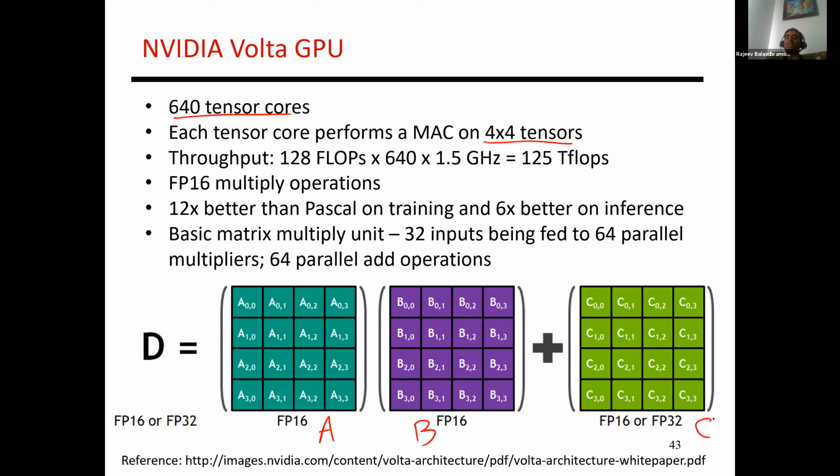To produce that result, there are 64 multiplications that need to happen, and then 64 add operations as well. What the tensor core tries to do is it basically has the hardware to do all of that, right? So it has 64 multipliers. It has maybe a tree of adders that does those computations.